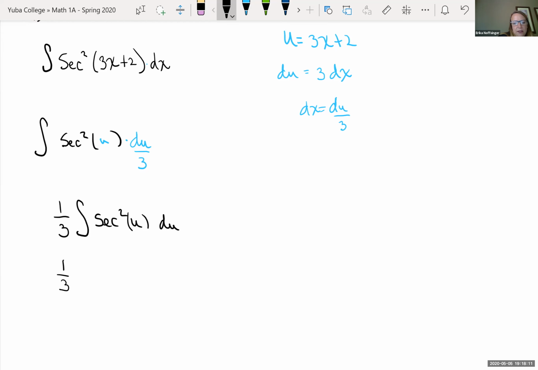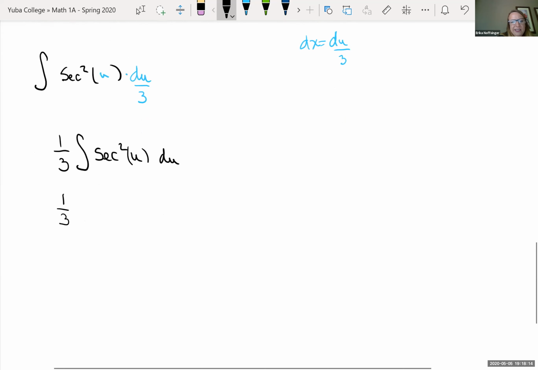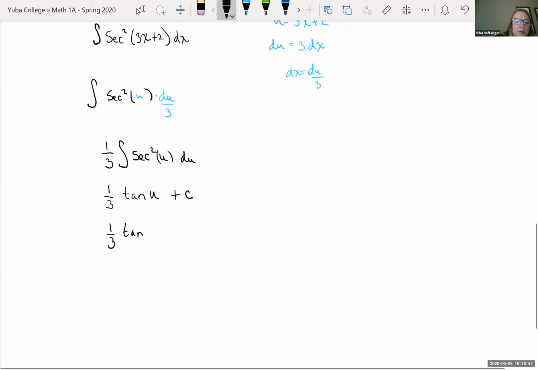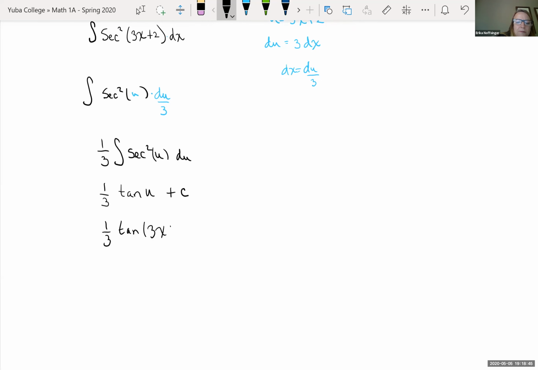So what do we take the derivative of and get back secant squared? Other than tangent x, oops, tangent u. The derivative of tangent u is secant squared u, plus c. So this is the same thing as 1/3 tangent, and u was 3x plus 2, plus c.